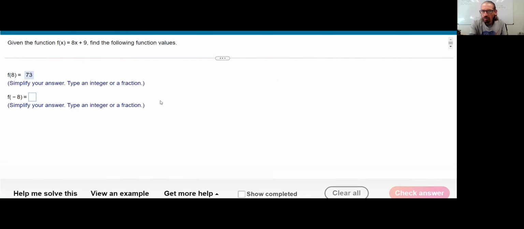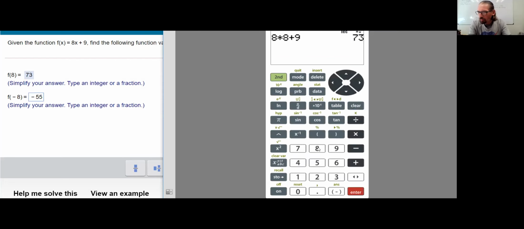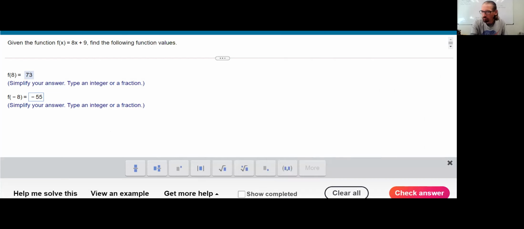Now we're supposed to put in negative 8. That should give us negative 64 plus 9, or negative 55. Checking that. To get a negative, you don't press the minus, you press this negative sign on the lower left. Negative 55.